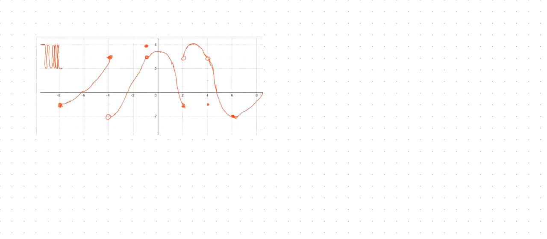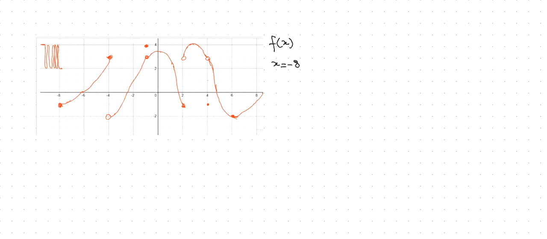Hello. So this is a graph of a function f(x), and we want to find the limits at different points. So let's start with x is equal to -8.